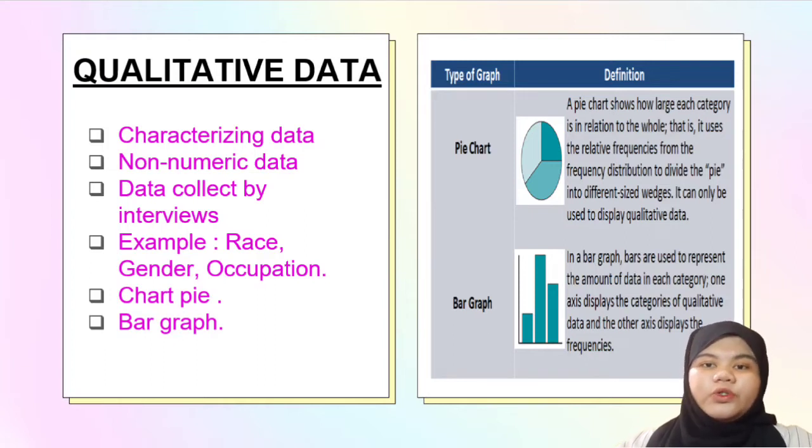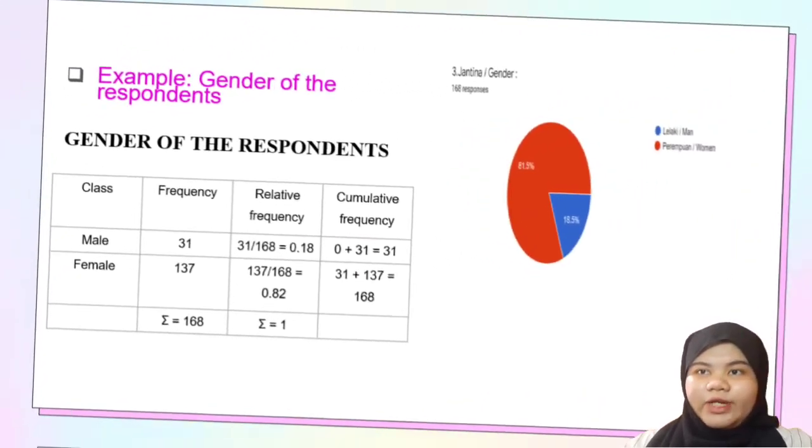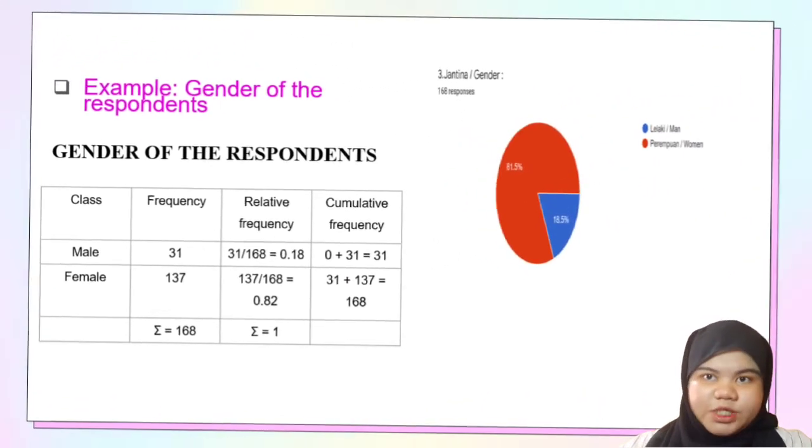Qualitative data will use a type of graph like a pie chart and a bar chart. To provide this data in a frequency table, we need class, frequency, relative frequency, and cumulative frequency. For example, we have surveyed coffee consumption among teenagers and adults in Malaysia. One of the qualitative data is the gender of the respondent.